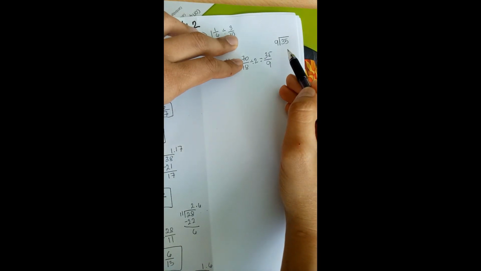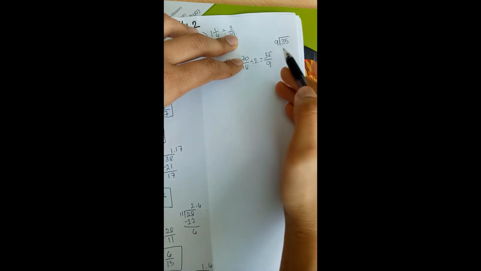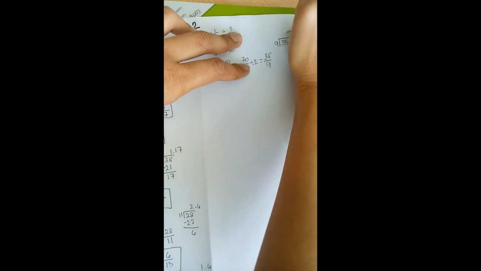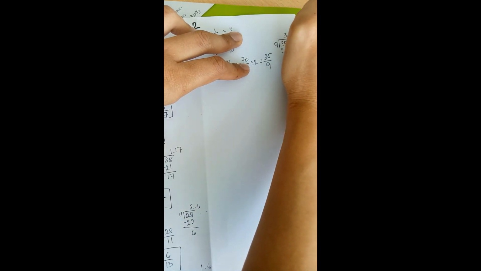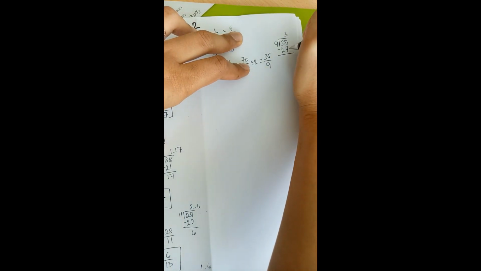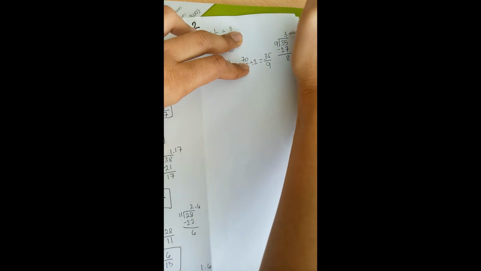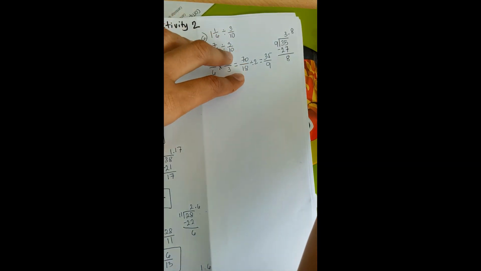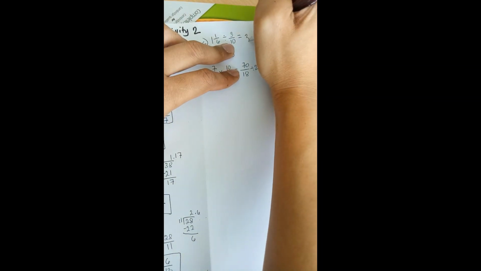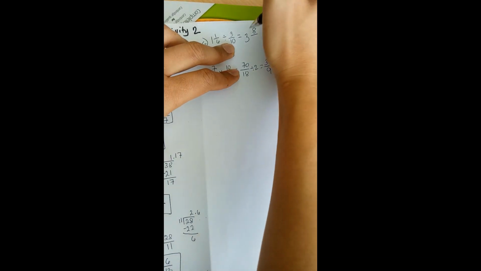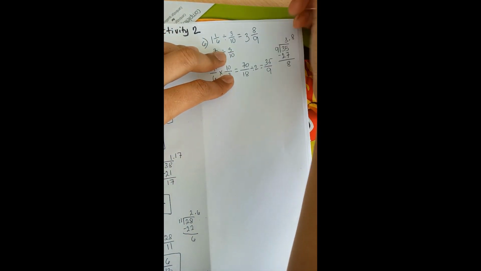So 35 divided by 9. There are 3 nines inside 35. 3 times 9, 27. We take away 35 minus 27. The answer is 8. 8 will be our remainder. So the mixed fraction answer is 3 and 8 over 9.